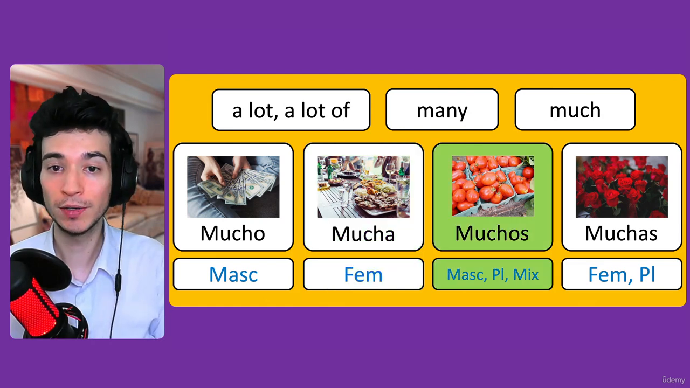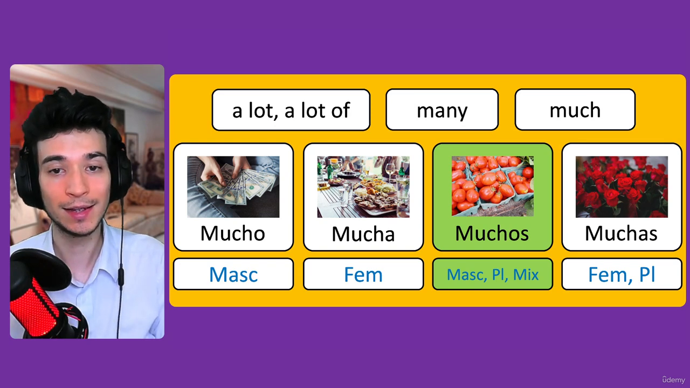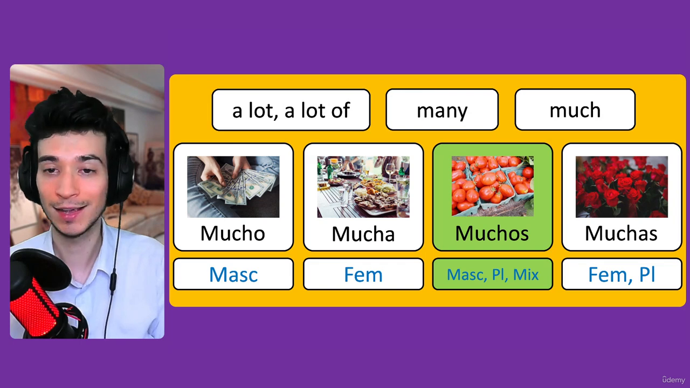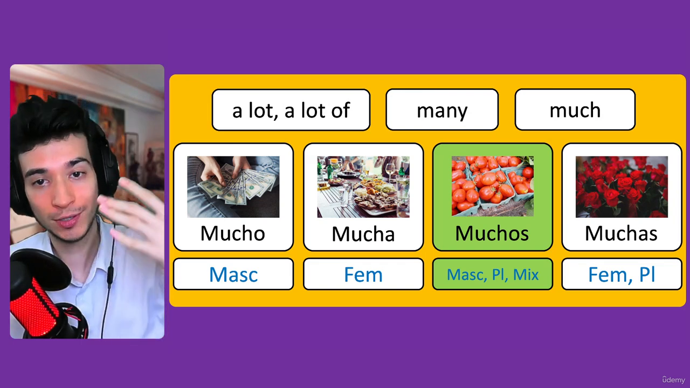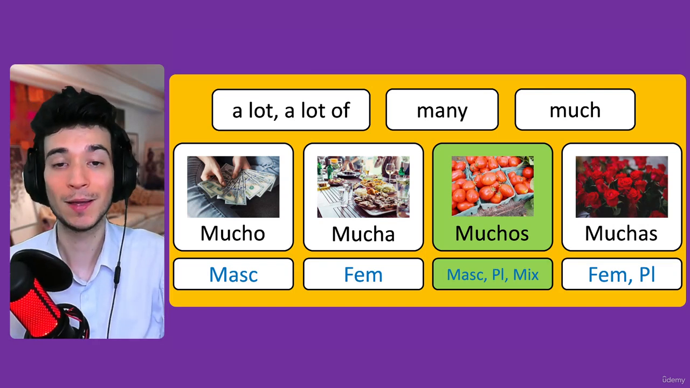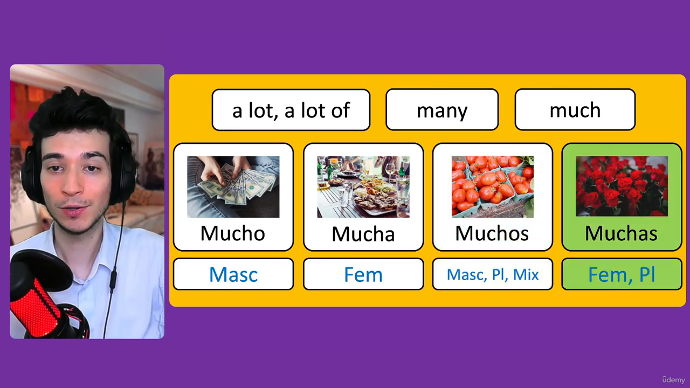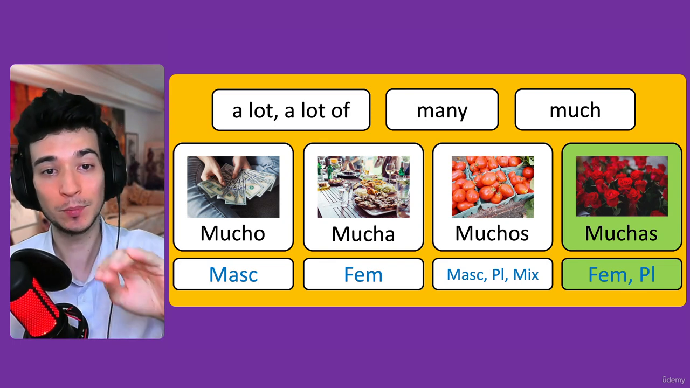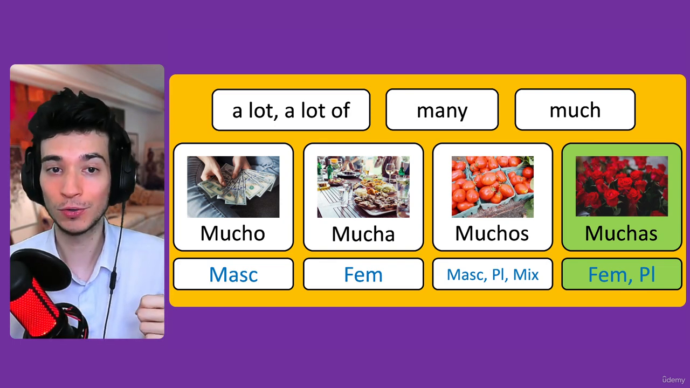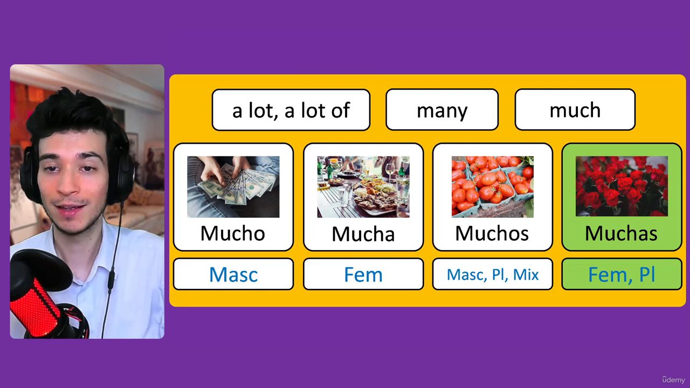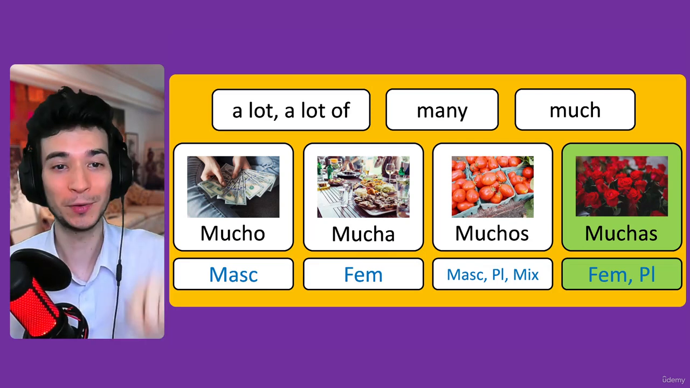And the third one is for masculine or mixed plural: muchos. In the picture we have some tomatoes, tomates, and they're masculine. So you would say muchos tomates, lots of tomatoes. And on the fourth one, we have flowers. So we have muchas, which is feminine plural. Flowers are feminine, flores, so you would say muchas flores. Many flowers, lots of flowers.